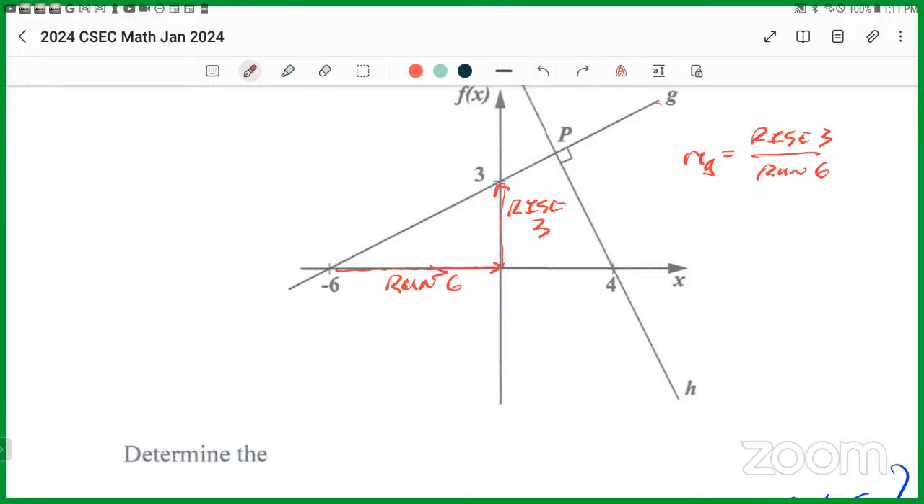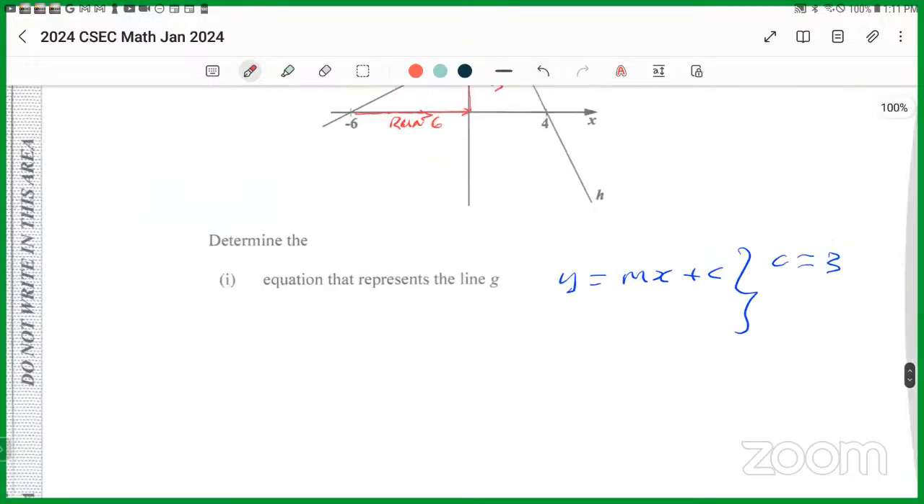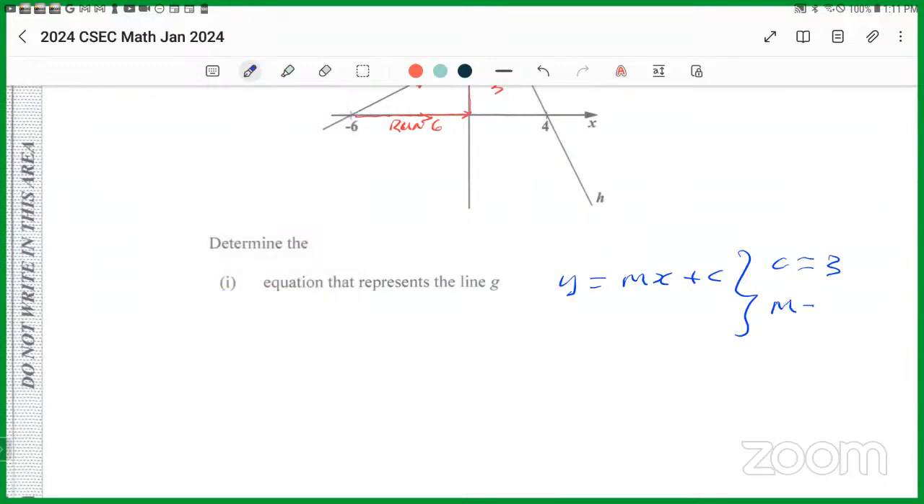And again, you must look at this gradient and know that the line is sloping upwards, so it must have a positive gradient. It's 3 over 6, it's a half. So if I have to calculate nothing else, the m is a half. So the equation is y equals half x plus 3.